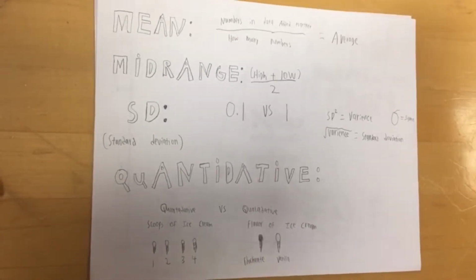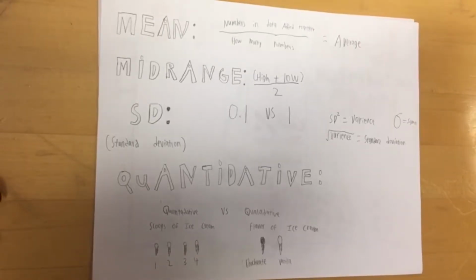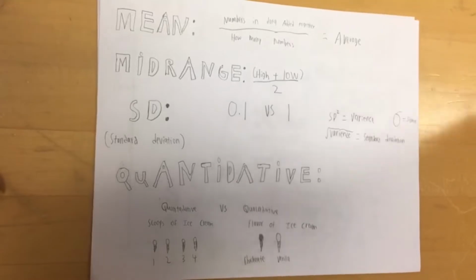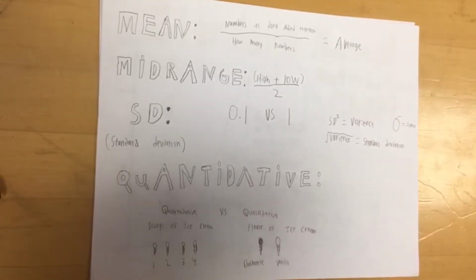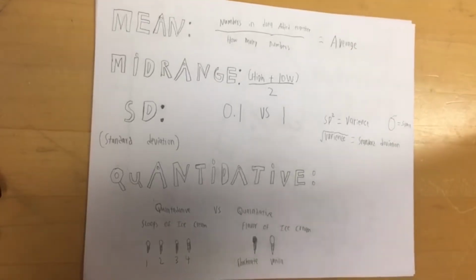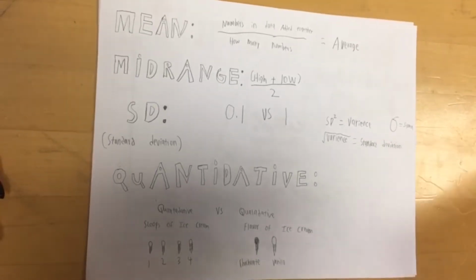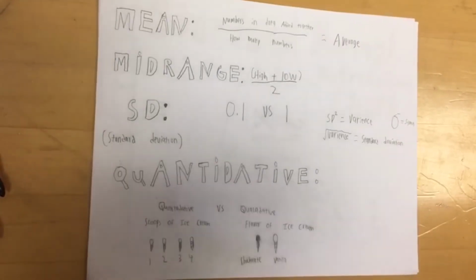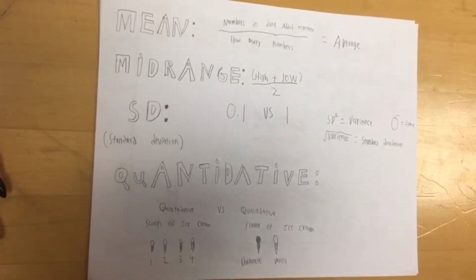Standard deviation is if you take the variance and square root it, you get standard deviation. It is usually shown with the sign sigma, as shown right here. And a standard deviation of 0.1 is closer to the mean and more accurate, while a standard deviation of 1 is further away from the mean and usually less accurate.